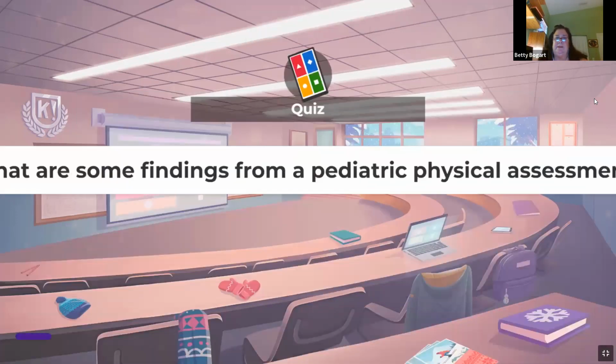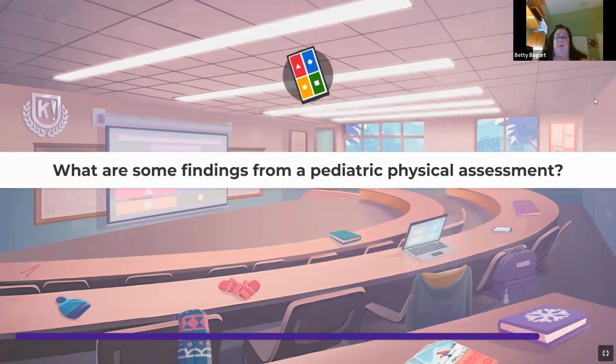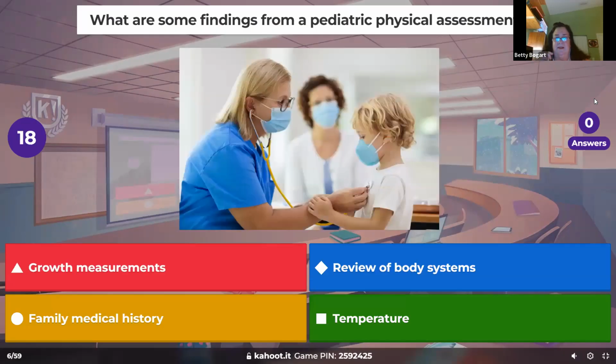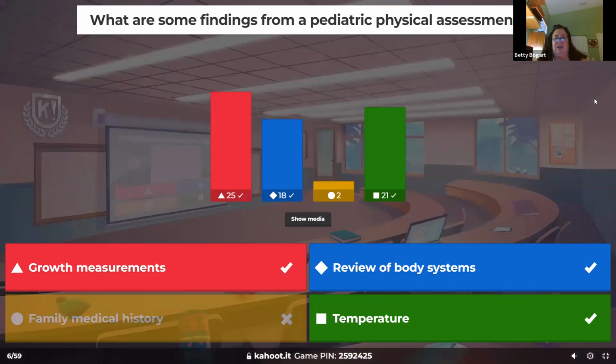A multi-select. What are some findings from a pediatric physical assessment? When you talk about assessment, it's usually history and physical, right? I just want physical. I'm trying, at this point, to teach you how to read a question for what it's really looking for. So stuff that you can touch and see, growth, body systems, temperature, those are all physical. The medical history is a history.